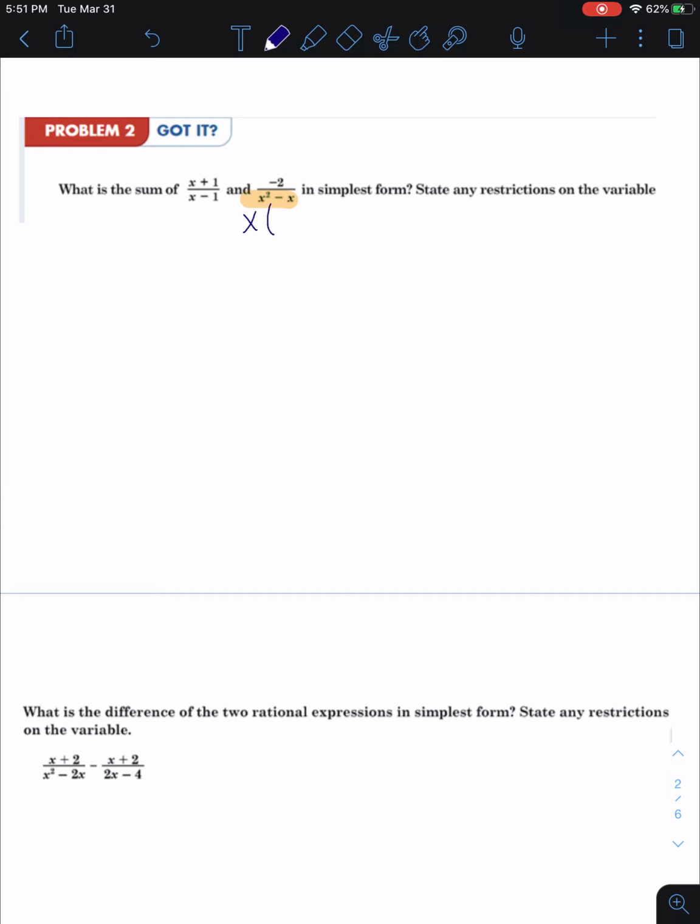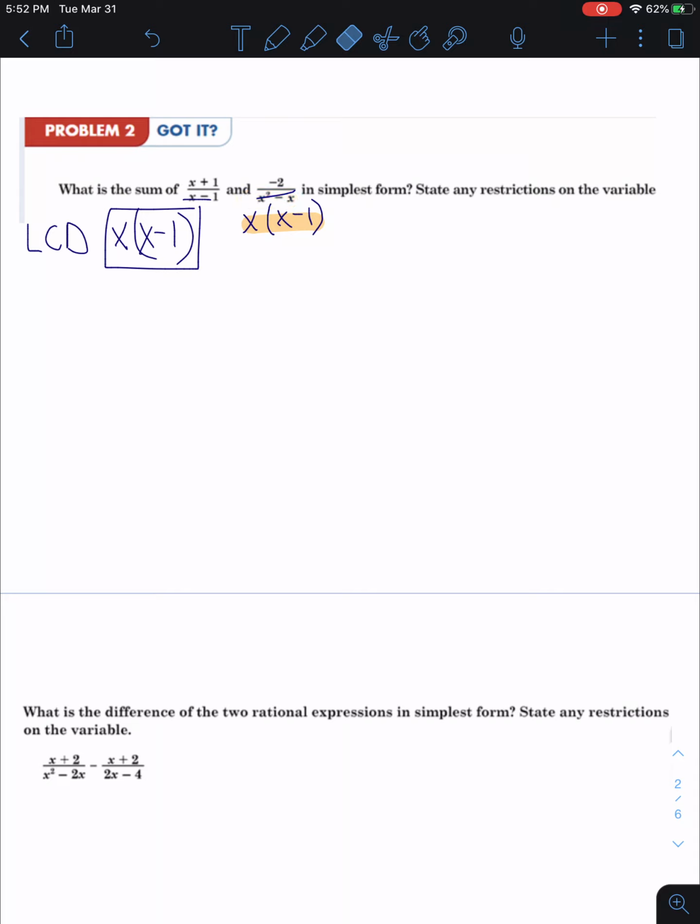So I would take out an x and get x minus 1, and I have an x minus 1 over here. So my LCD would be x as a not common factor and x minus 1 as the common factor. Okay, so that's the denominator that I want to get for both of these terms. I already have it here. All right, so we're good there.